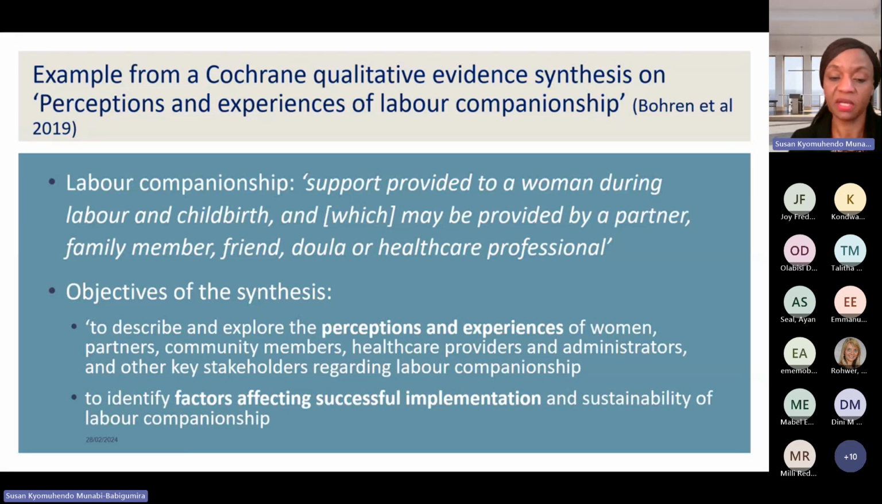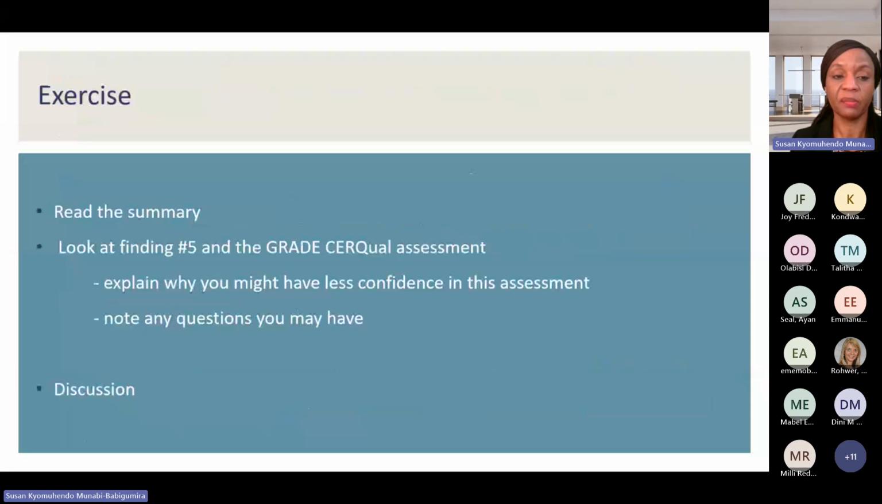And to identify factors affecting successful implementation and sustainability of labor companionship. So what I want us to do in this exercise is to spend a few minutes, read through the summary. It's a short summary, and then look at the finding. We'll start with one finding and work through the other findings in case we have time. But please concentrate on the first finding at least. In case we run out of time, we'll just have to stop at that.